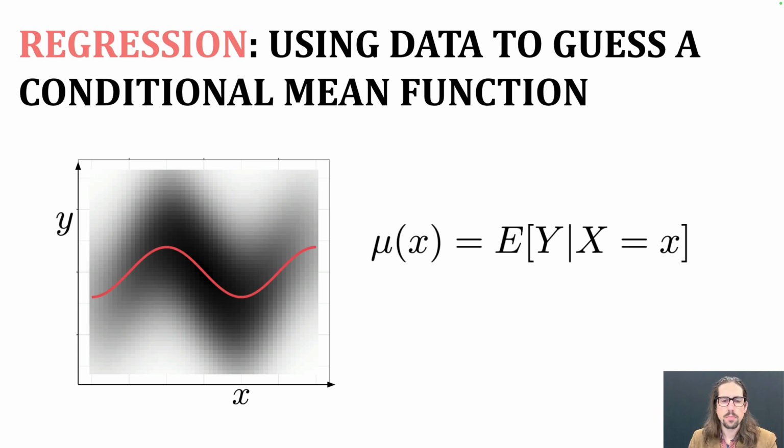So what is regression? The basic idea is that you use data to guess a conditional mean function. If you recall from our lectures about expectation and probability distributions, here what I'm showing is a heat map of the joint density of two random variables, x and y. And what I've plotted in pink here is the conditional expectation of y given x. So at each value of x, we have a whole distribution for y. So you can see what that looks like.